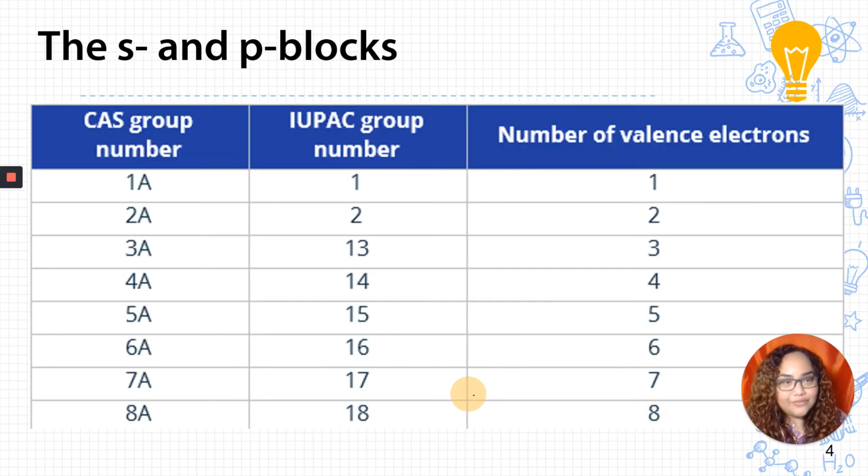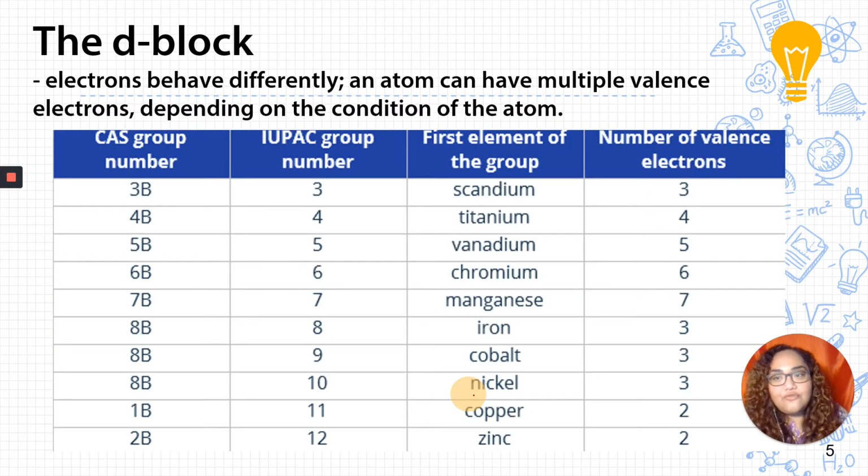So these are the number of valence electrons per group. For the A groups from 1A to 8A, the group number corresponds to the number of valence electrons. So if the group is 1A, then there is only one valence electron. And if it's group 2A, there will be two valence electrons. Now, for the D block, they follow sort of the same rules.